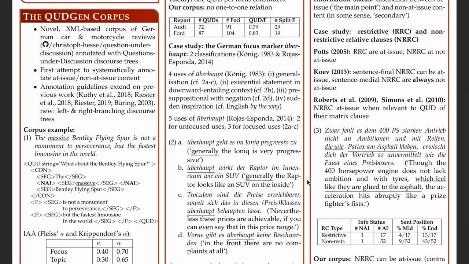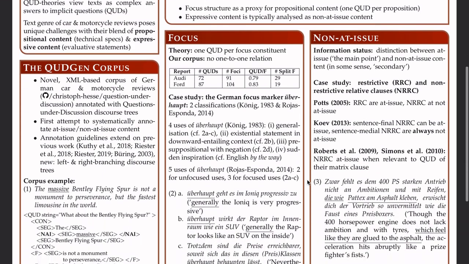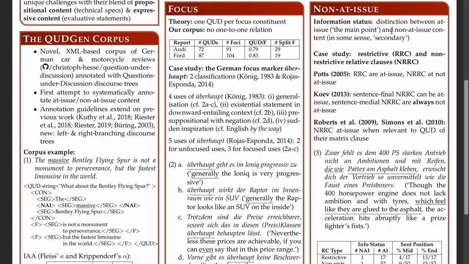Non-at-issueness is another area where this corpus is beneficial. It's the first attempt to annotate non-at-issueness. At-issue content is associated with the main point of a proposition or assertion, whereas non-at-issue content is in some sense secondary to that point. There are many different linguistic expressions that have been associated with non-at-issue content and this distinction.